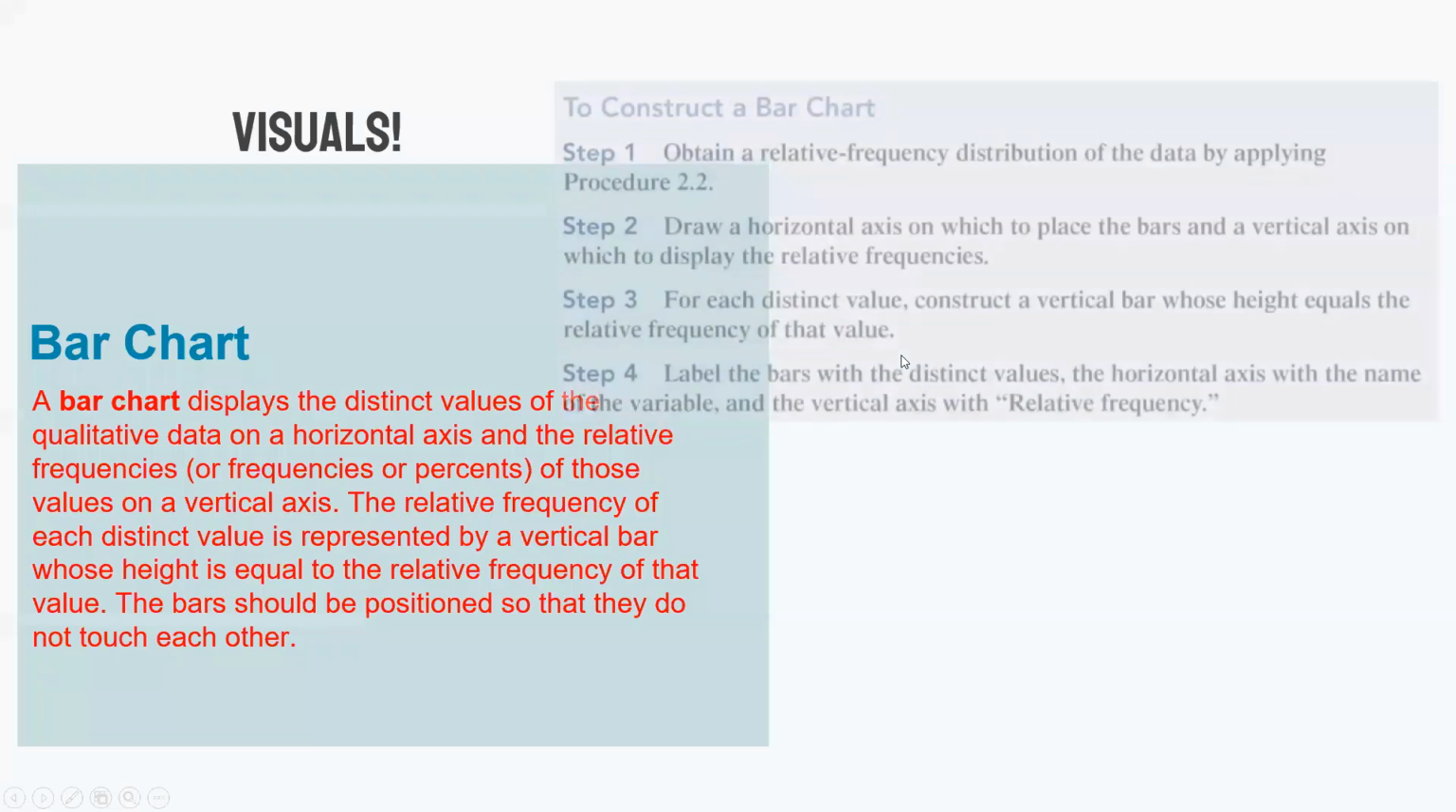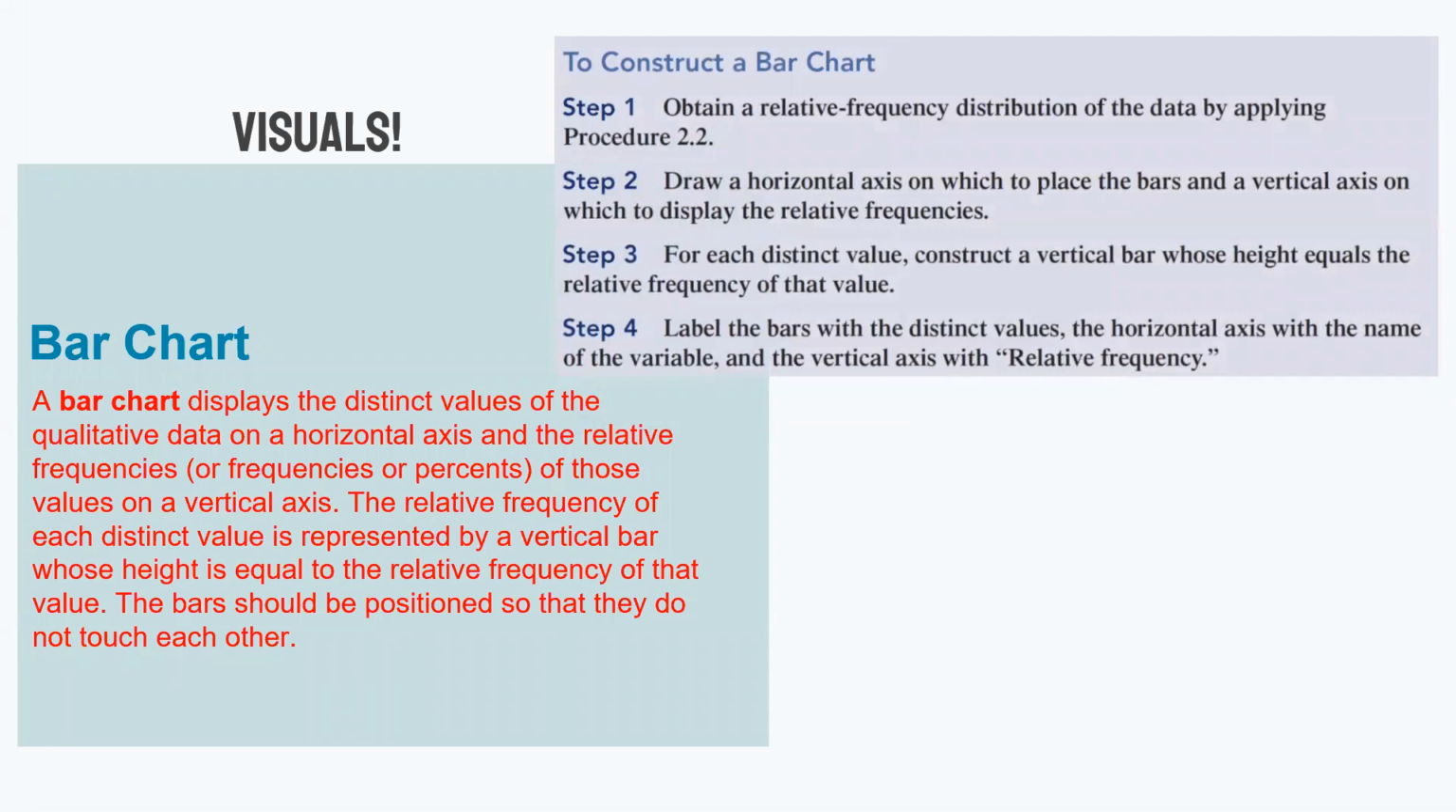All right, the one visual we're going to spend more time on here is the bar chart. There are two types of bar charts you can make. You can make a frequency bar chart, or you can make a relative frequency bar chart. Both procedures are the same. The only difference is how you label one of the axes. A bar chart displays the distinct values of the data on the horizontal axis and the frequencies or relative frequencies of those values on the vertical axis.